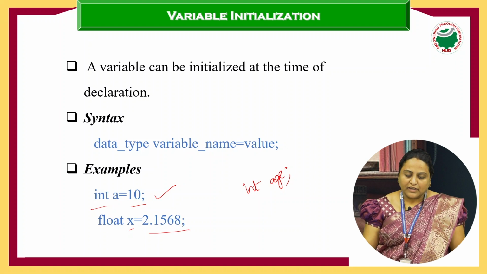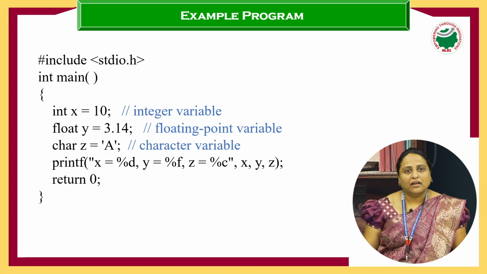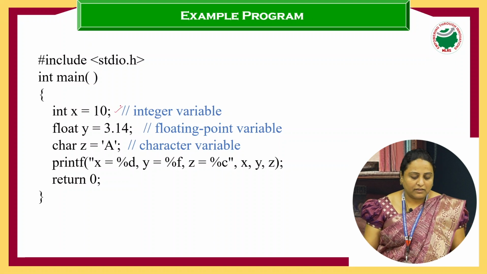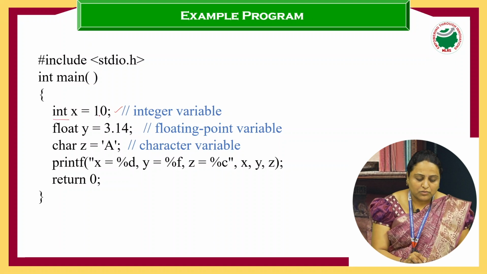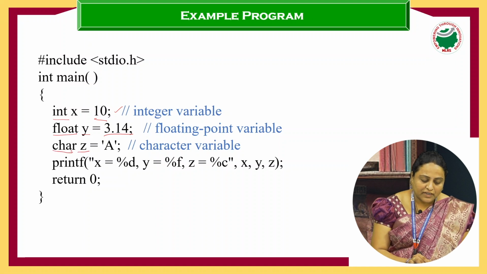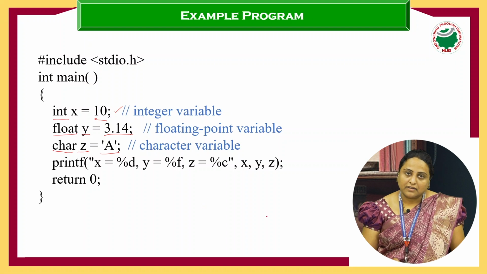So this is about variable initialization, and here you can see an example program of how a variable can store values and how we can display it. Initially here we have int x equal to 10. All variables in this program have been initialized. Int x is a variable of data type integer whose value is initialized to 10. Y is a variable of data type float whose value is initialized to 3.14. Z is a variable of data type character whose value is initialized to capital A. Here capital A is an alphabet.